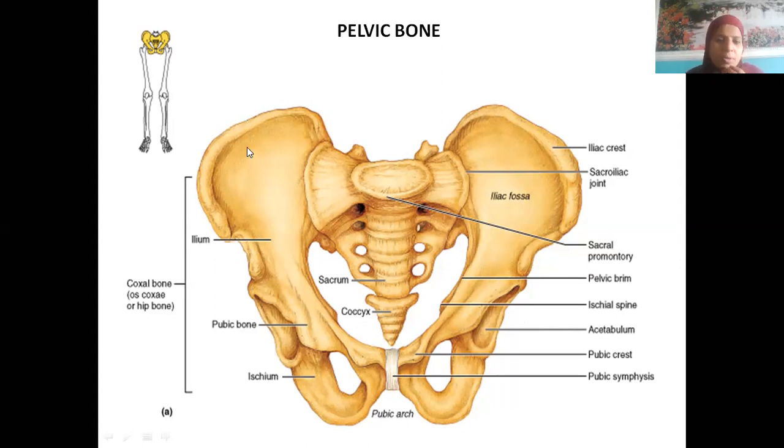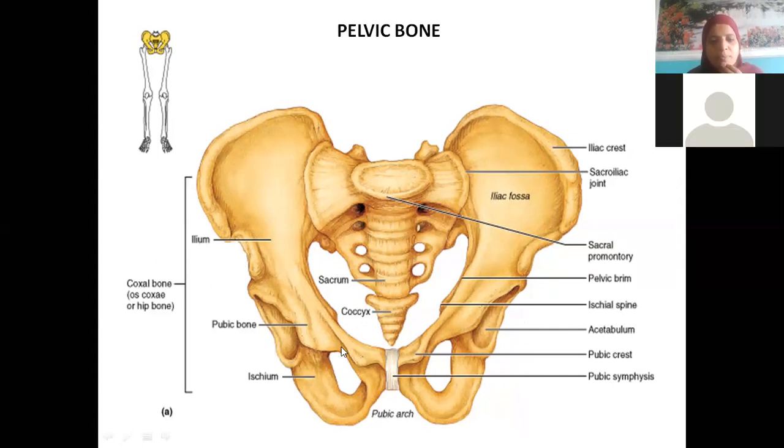So how is the bony pelvis formed? It is formed by three bones, isn't it? You are finding the right hip bone, left hip bone, and the sacrum and then the coccyx. When you talk about the hip bone, we know the hip bone has three components: the ilium, ischium, and pubis. Ilium, ischium, and pubis.